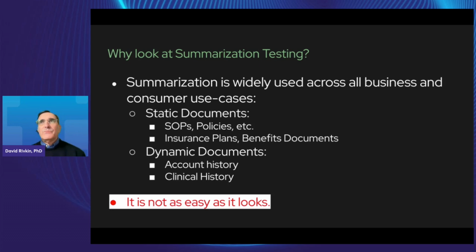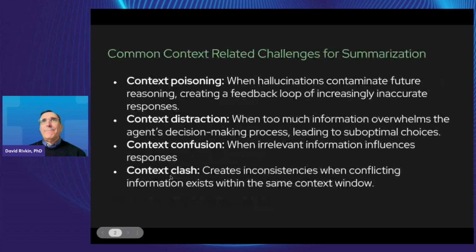So when we're talking about summarization, I'm bringing this up because it is widely used across so many different use cases. And fundamentally, they focus on a couple of different kinds of documents, right? The static documents like your SOPs, your policies. In the case of UnitedHealthcare or another insurance provider, obviously insurance plans or benefits documents would come into that. But then you also have dynamic documents. These could be things like account histories or clinical history. And honestly, it's not as easy to summarize accurately as it might look at first case. So we're going to dive into that a little bit more.